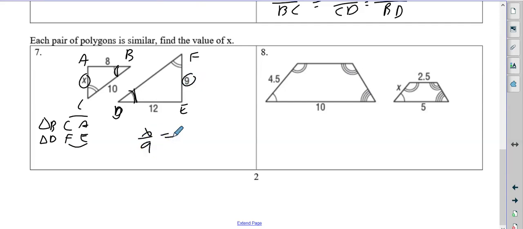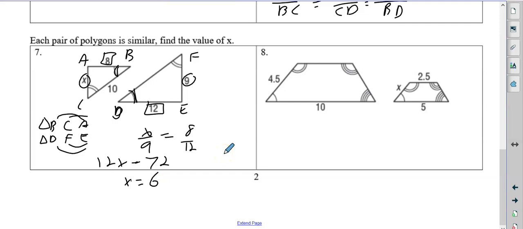The same way, now we got to figure out, does the 8 or the 10 go with the 12? Well, the 12 is DE, which means we need to look for BA, which is 8. So 8 is on the smaller triangle, just like X, and 12. And now we just do what we did earlier. 12x equals 72. So x equals 6.